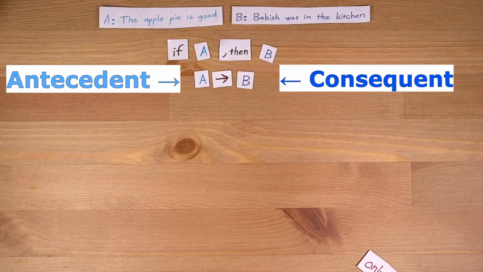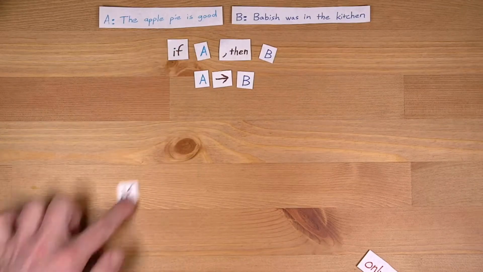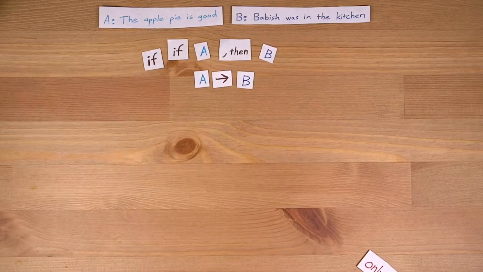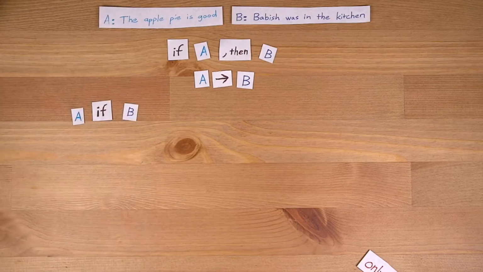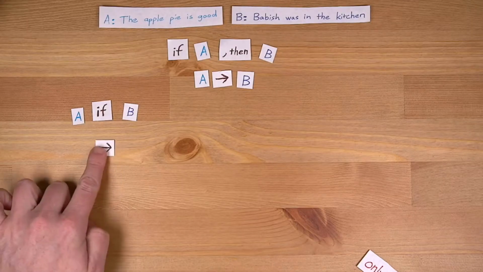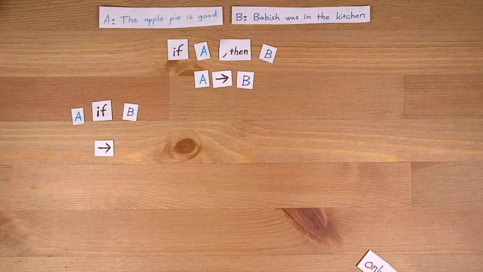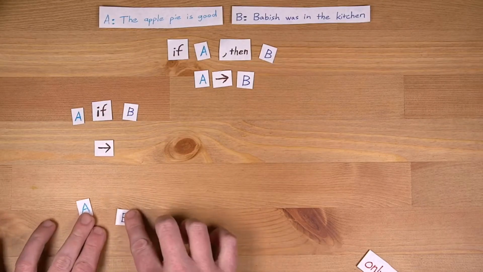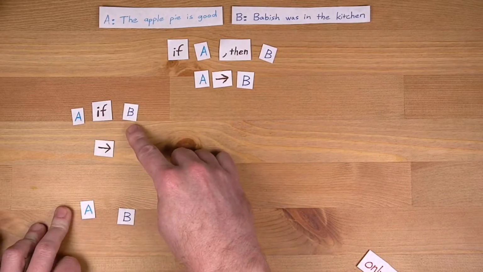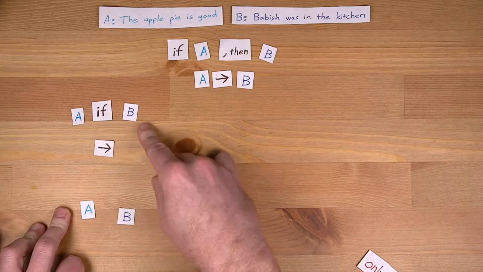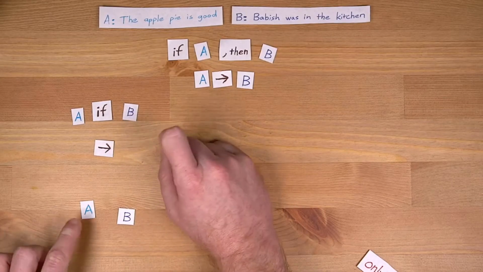All right, but now what if this if actually comes in the middle? What if it comes in the middle and there's no then? So now we have, the apple pie is good if Babish was in the kitchen. What are we going to do there? Well, we got a conditional statement, but which side do the A's and B's go on? Well, the if is actually still introducing the antecedent. So now the antecedent is going to be B.